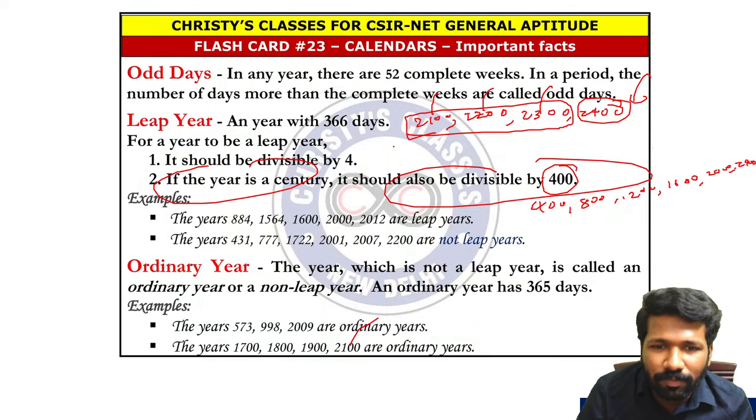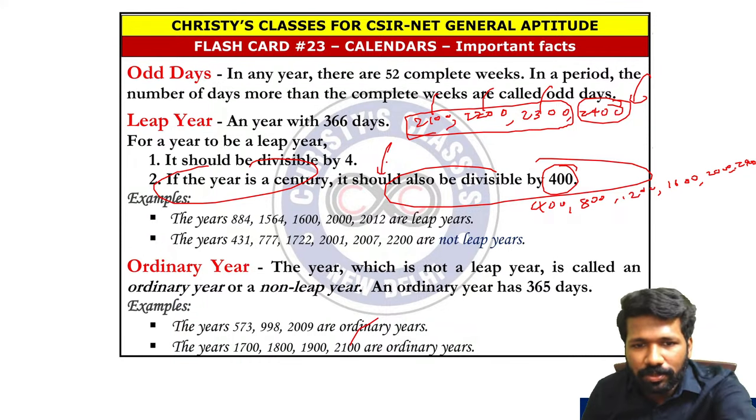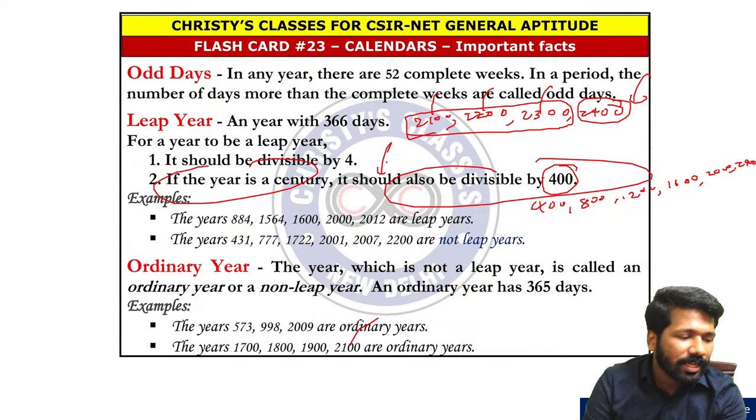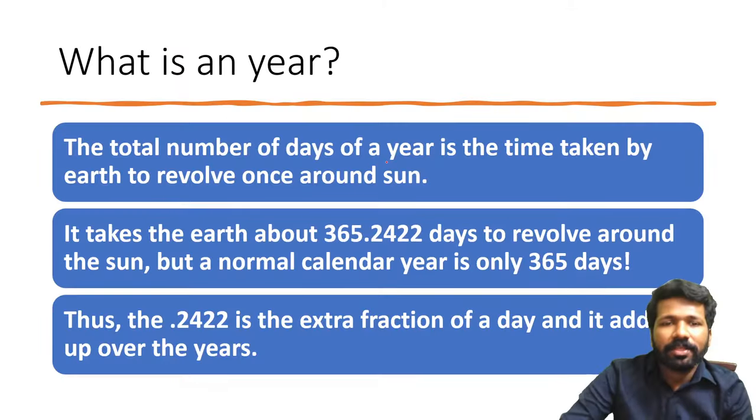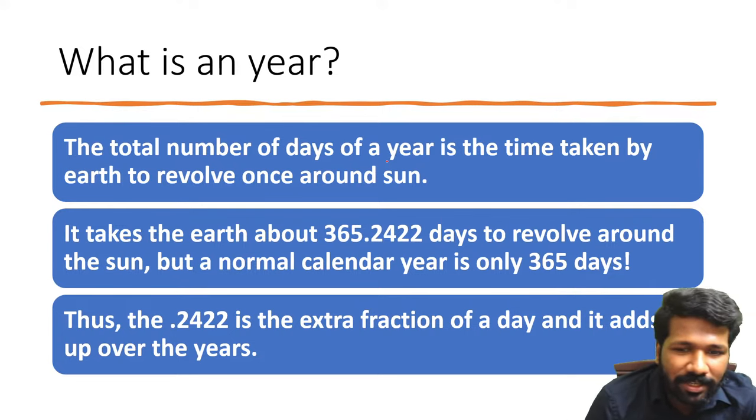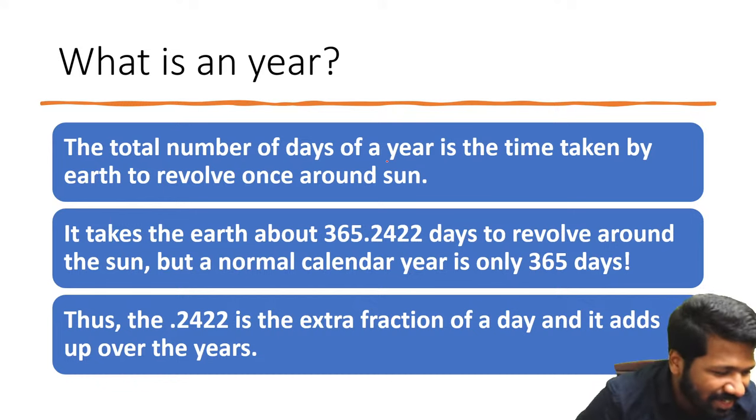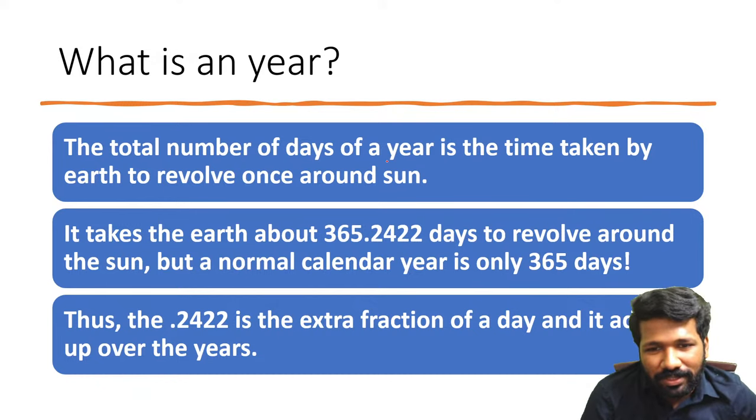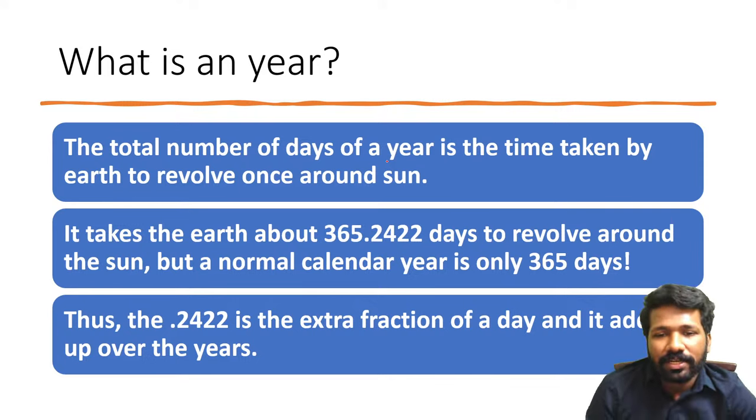Now the question comes, why this condition? CSIR has asked a direct question based on this idea, whether you know this second criteria of leap year. So I will explain more about it because this is something that you should understand. Why is the second criteria there? Is it to make the calendar problem more challenging? Are these conditions added for that? No. It is actually purely based on the rotation of Earth or revolution of Earth around the Sun.